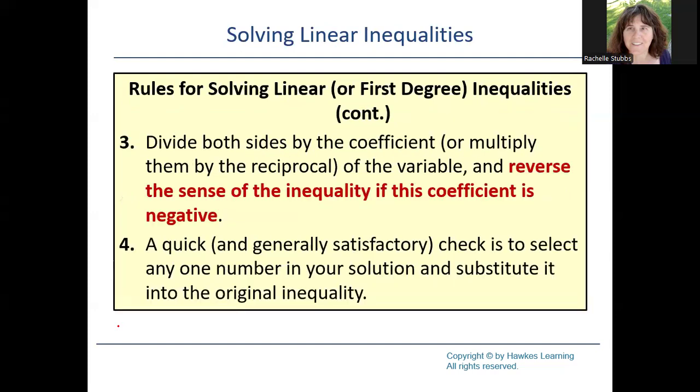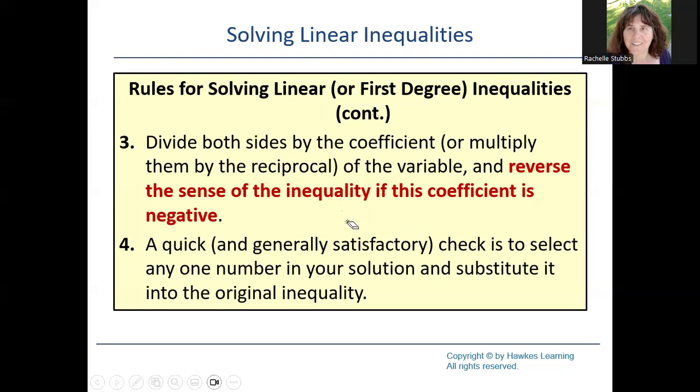But here's where it gets a little bit different. You're going to then go to the step divide. You're going to divide both sides by the coefficient or multiply by the reciprocal of the variable, and reverse the sense of the inequality if the coefficient is negative. So if I multiply or divide by a negative, it flips the inequality. So if I had a problem that had the inequality this way and I divided by a negative, that would then flip it over and we would then have it this way. So you got to remember to do that, okay?